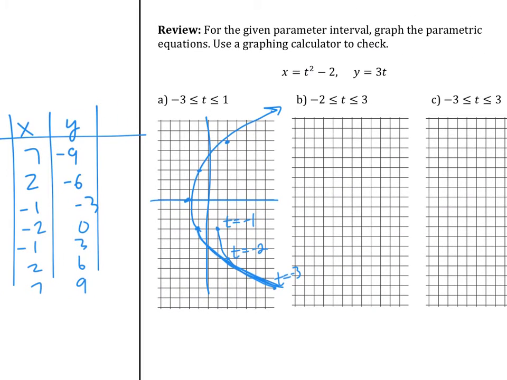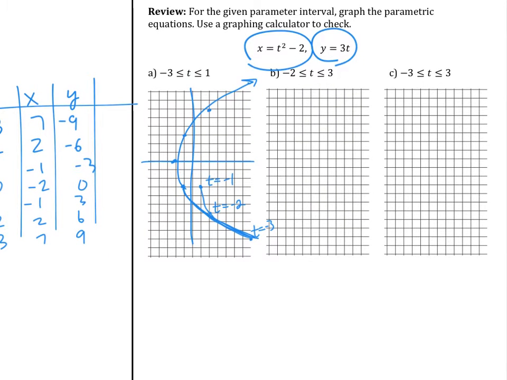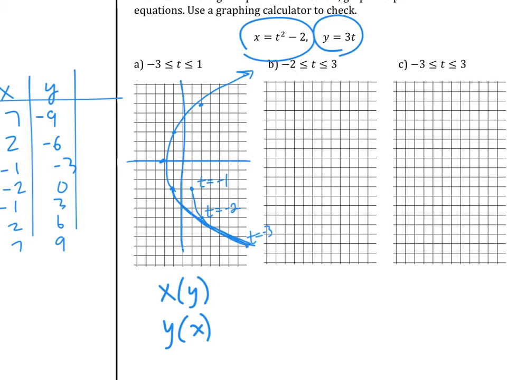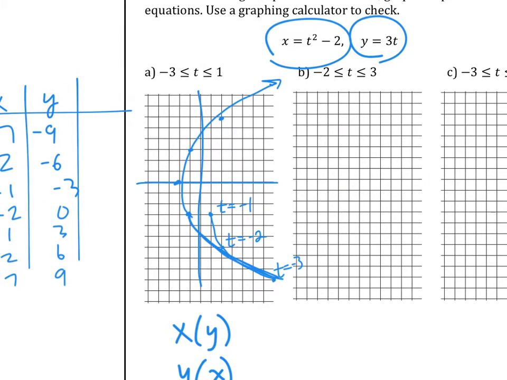Okay, so the next thing we're gonna do is combine these together so that we get rid of the parameter. So we're going to combine x and y together so there's no t. So either we write the equation x in terms of y or y in terms of x, but there's no t. What do you guys think? How should we do that? How do we write the equation so there's no t? Replace t, how?